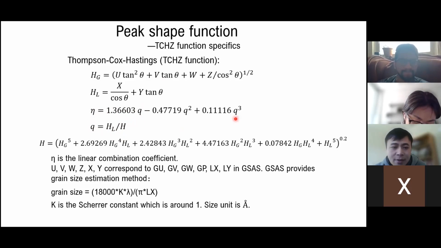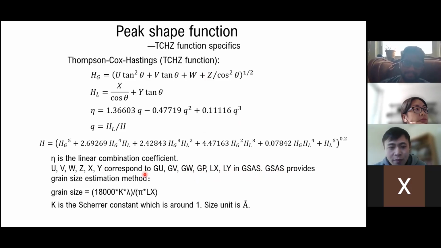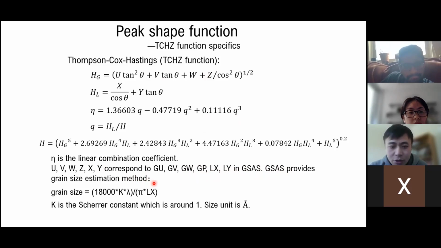Some other comments relate to the GSAS computation. So okay, GP. I kind of forgot. So in GSAS, this Z parameter is actually called GP, and GSAS itself provides some sort of grain size estimation. This is a very simple one. It's basically totally based on the Scherrer equation. So we know the Scherrer equation relates the peak width to the grain size. By grain size, we mean the coherent diffraction domains. So they have this sort of formula to calculate what kind of grain size it is.